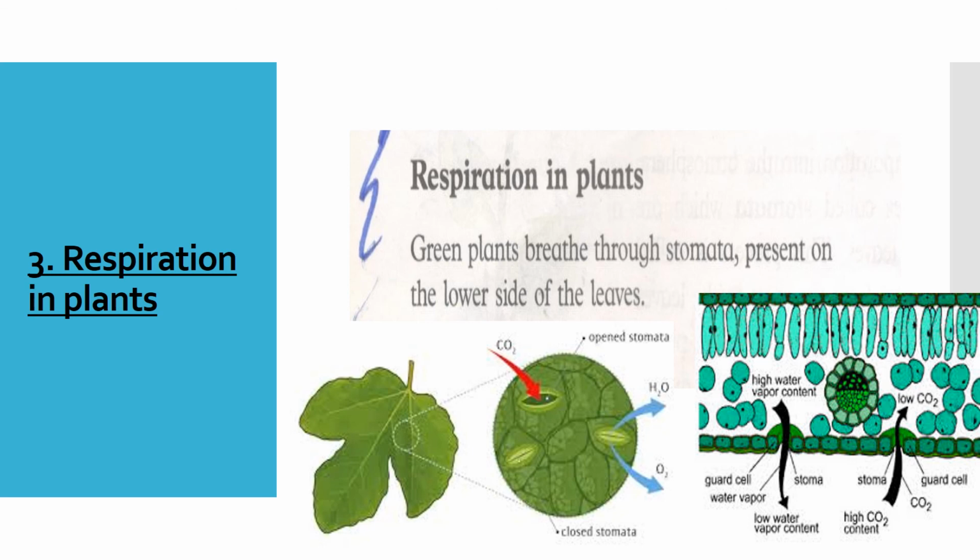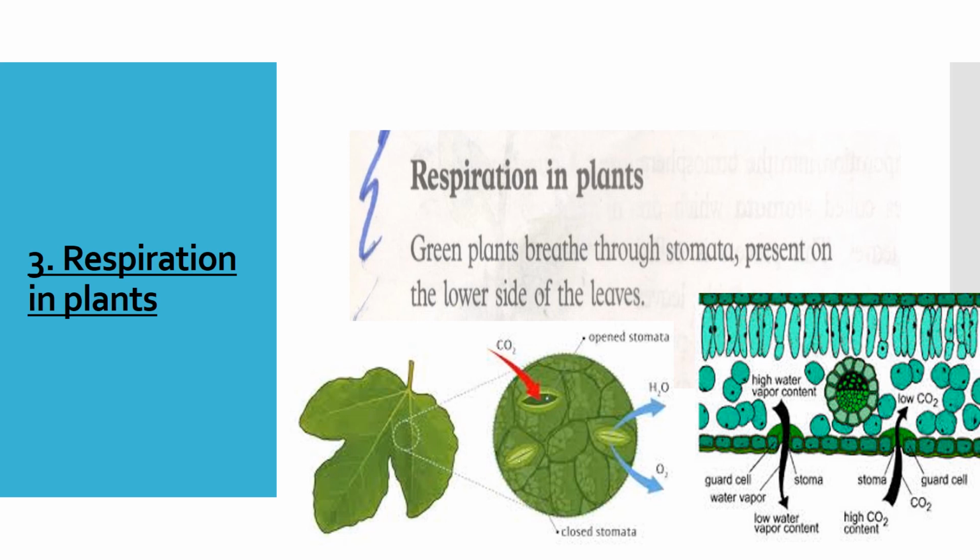The next is respiration in plants. Respiration means to respire. How do plants respire? Plants respire all the time, during the daytime and also during the nighttime, while photosynthesis only takes place during the daytime. Green plants breathe through the stomata present on the lower surface of the leaves.